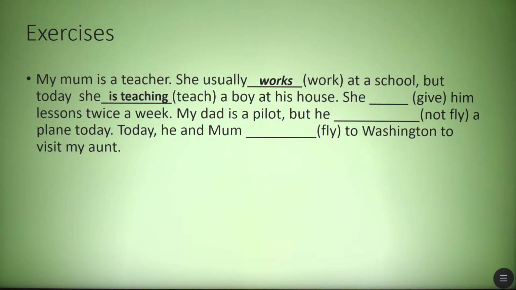She gives him lessons twice a week. My dad is a pilot, but he, how do you put the verb in the brackets in the gap? But he isn't flying a plane today. Today, he and mom are flying to Washington to visit my aunt.